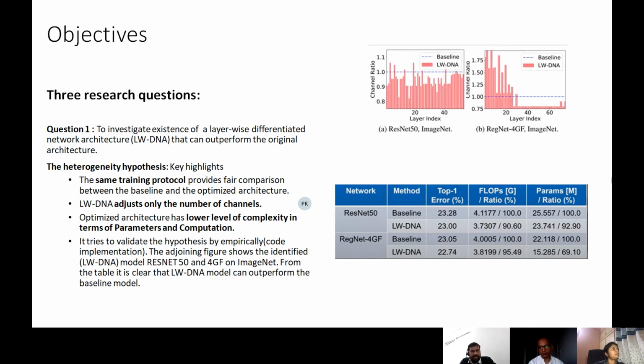Third is that the optimized network, as compared to the baseline network, has a lower level of complexity in terms of both parameters and computation. If you see Figure 1 at the top, we have two: one is the baseline network for ResNet, and the other is ResNet 4GF. We can see the complexity for this LWDNA model is always less. In terms of performance, we can also see in this table that the LWDNA always performs better than the baseline model.